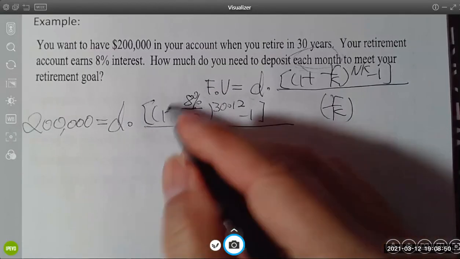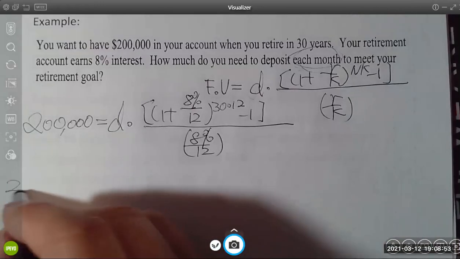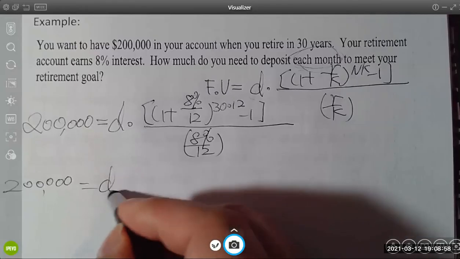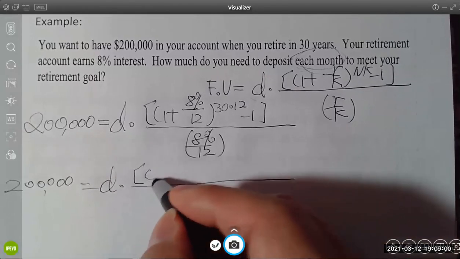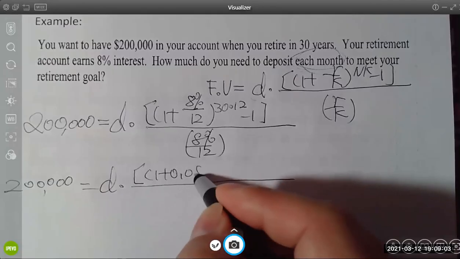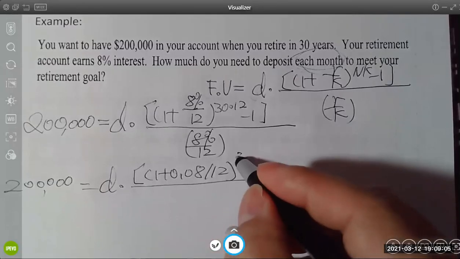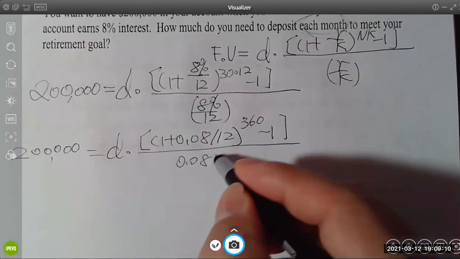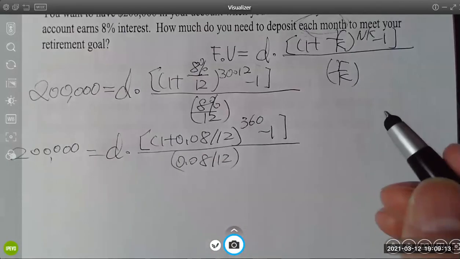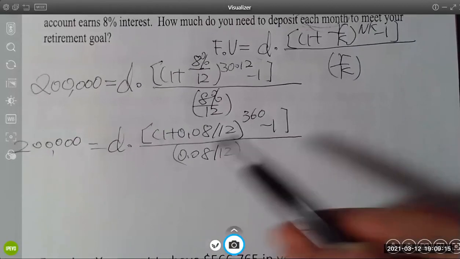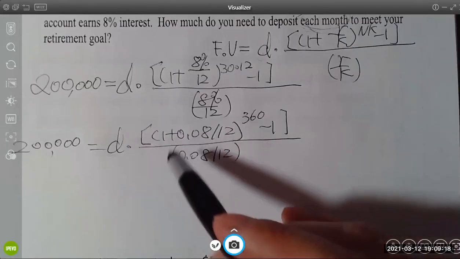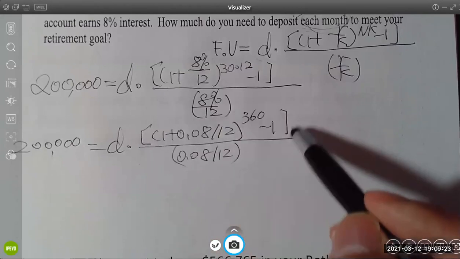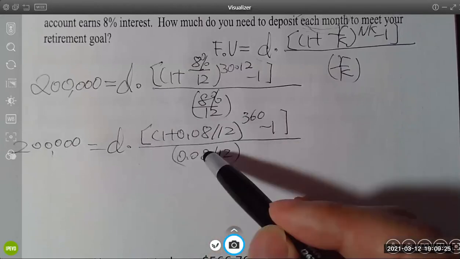Again, I'm going to rewrite this part before we do the calculation. 0.08 over 12 to the power of 360 minus 1, and 0.08 over 12. Now this time our calculation is a little bit different, because in order to solve for D, eventually both sides have to divide by this number. After we do calculation, this is just one number. So we divide by this number on both sides to get a D.